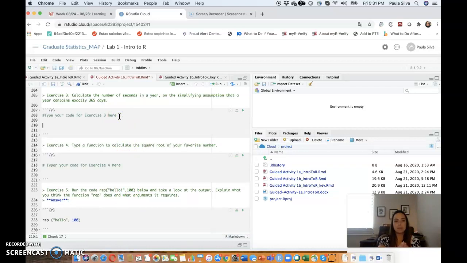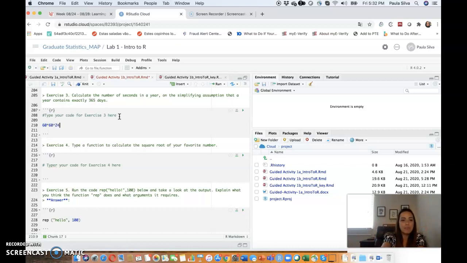Let's think about it this way. The year has 365 days. Each day has 24 hours. Each hour has 60 minutes. Each minute has 60 seconds. So let's do the multiplications here. So 60 seconds to form 1 minute, right? 60 minutes to form 1 hour. That's the number of seconds I have in 1 hour.